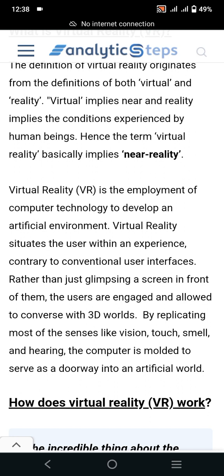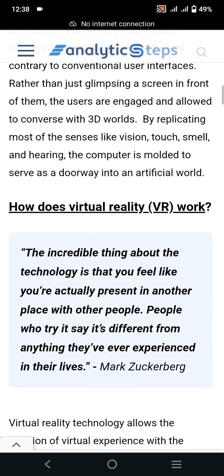Virtual reality situates the user within the experience, contrary to conventional user interfaces. Rather than just glimpsing a screen in front of them, the users are engaged and allowed to interact with 3D worlds. By replicating most of the senses like vision, touch, smell, and hearing, the computer is molded to serve as a doorway into an artificial environment.